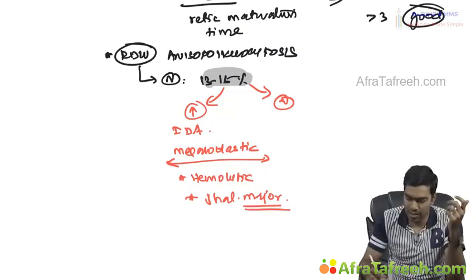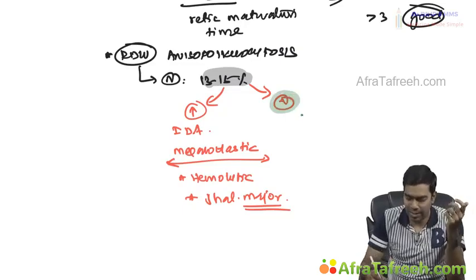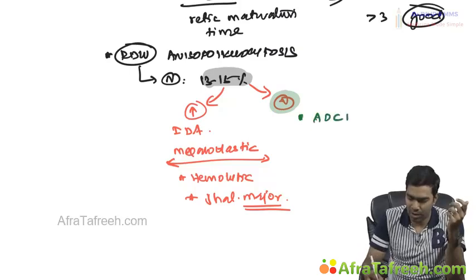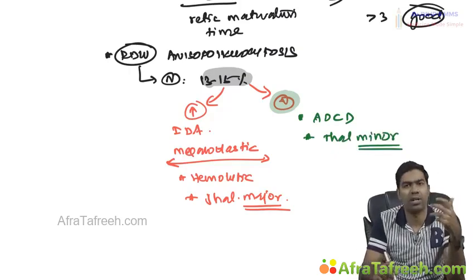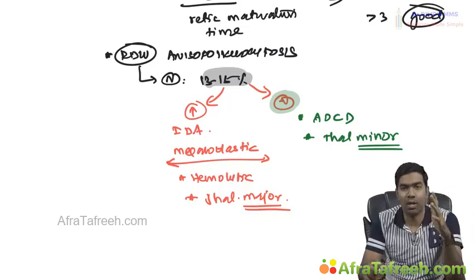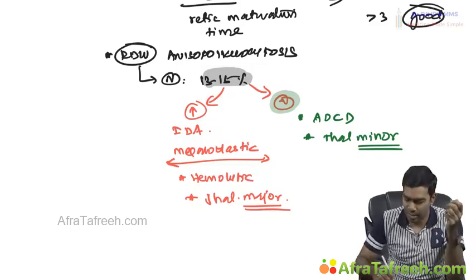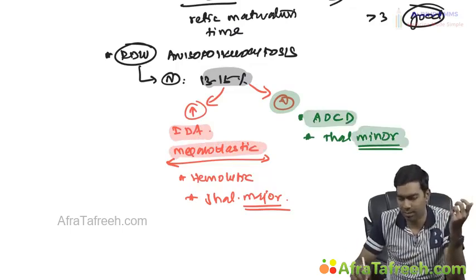But whenever I say the red cell distribution width is normal, you have to tell 2 classic conditions, that is anemia of chronic disease, and second one is thalassemia minor. Definitely not major. In a minor, your red cell distribution width may be completely normal in nature. So these are the 2 most important things that you have to know about the red cell distribution width. Whenever it's increased, think about iron deficiency anemia and megaloblastic anemia. Whenever it's normal, think about anemia of chronic disease, maybe thalassemia minor.